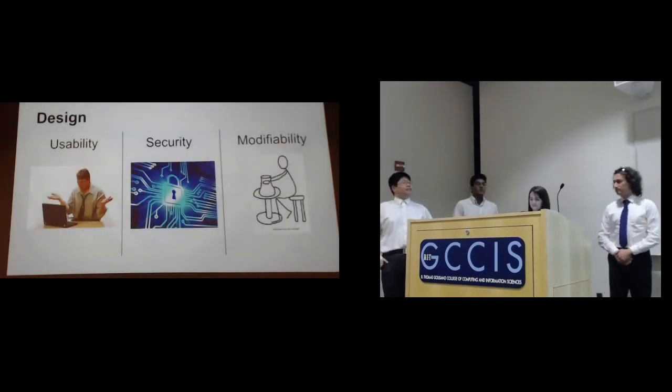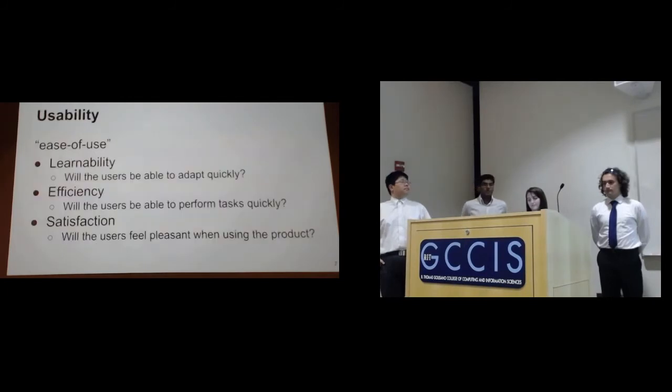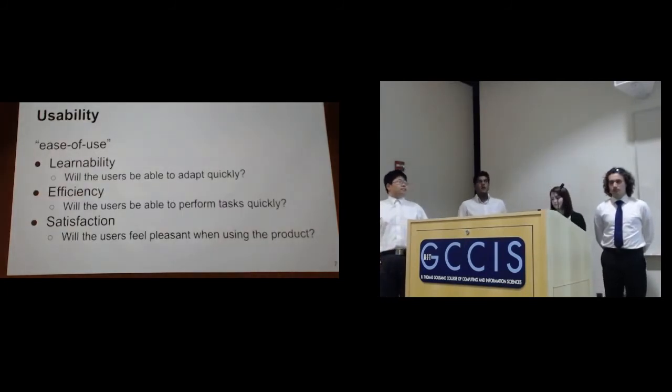So with the scope being so big and so many things to consider, we focused our design on 3 main quality attributes. We looked at usability, security, and modifiability. So with usability, people often talk about this idea of ease of use. How easy and usable will this application be for the users? So within usability, we looked at 3 main components of usability.